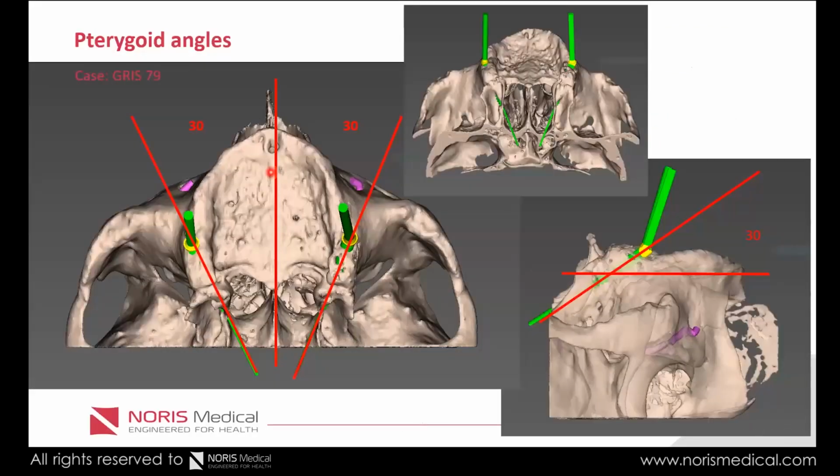Okay, so what we want to do in pterygoid implants is actually to position the implants where they are anchored on the medial plate.